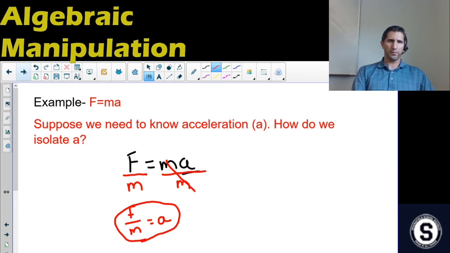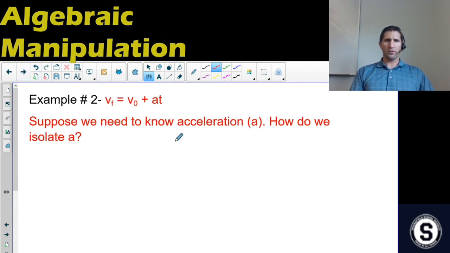Let's look at another one. So in this one, example number 2, it says Vf equals Vo plus At. Suppose we need to know the acceleration. How do we isolate A?